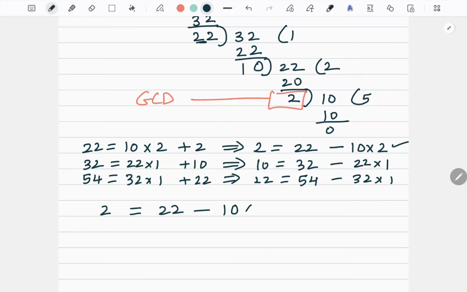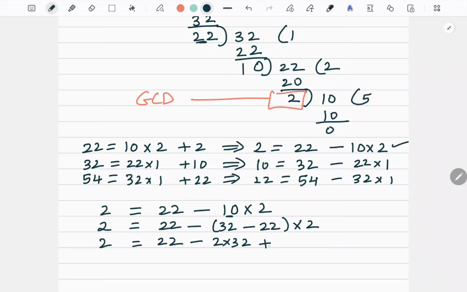22 minus 10 into 2. Now I have to replace. I can replace for 10. So search where is 10. 10 is here. So in place of 10, I will put the value. So it is 32 minus 22 into 1, even if you don't write it, it's perfectly okay, into 2. So this is 22 minus 2 into 32 plus 2 into 22.